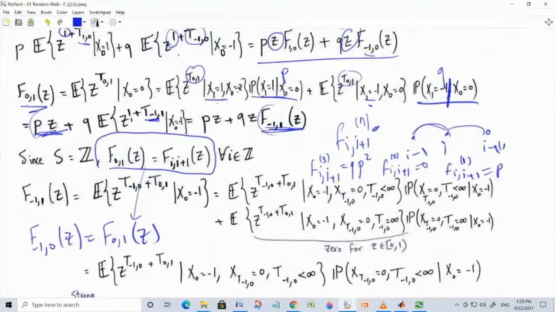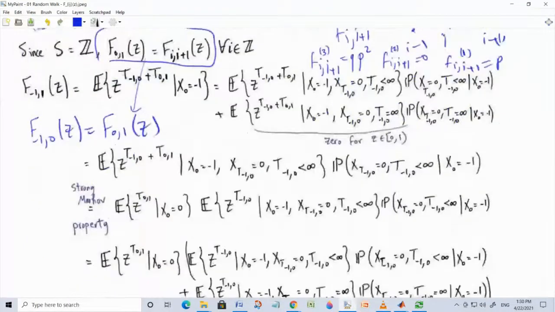Now the hope is that f minus 1, 1 of z can be exactly expressed as f01 of z squared. Then this will allow us to have one equation in one unknown, which is f01 of z, and so you can obtain a closed form expression for f01 of z. Okay, so what is the story here? The story is that f minus 1, 1 of z is basically, to go from minus 1 to 1, again from the structure of the Markov chain itself.